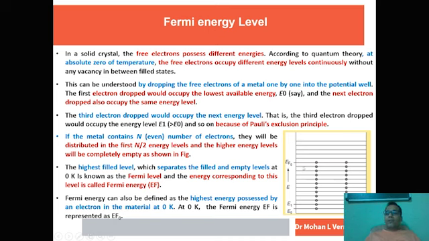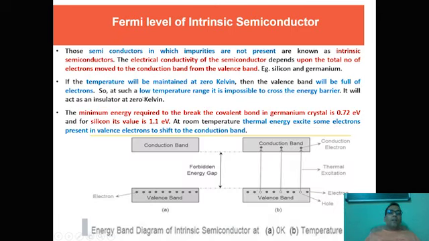These are the distribution of electrons in different levels. Now for the Fermi level for an intrinsic semiconductor. Intrinsic semiconductors are pure semiconductors, and this is the valence band where all the valence electrons are, and the conduction band is empty, and there is a forbidden energy gap in the range of 0.7 electron volt in the case of germanium, 1.1 in the case of silicon.